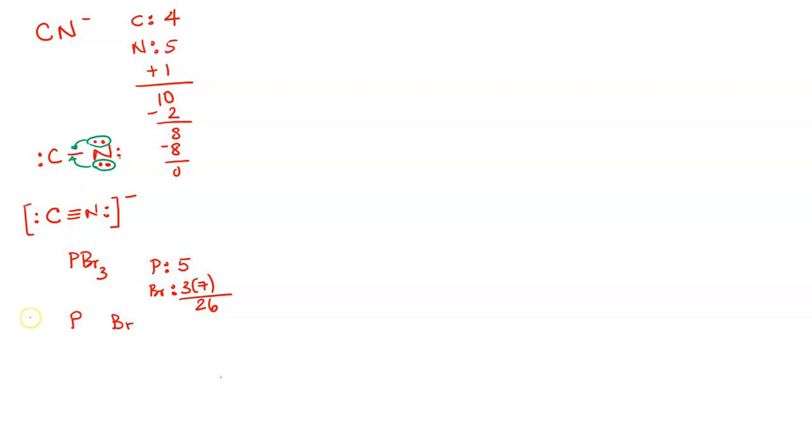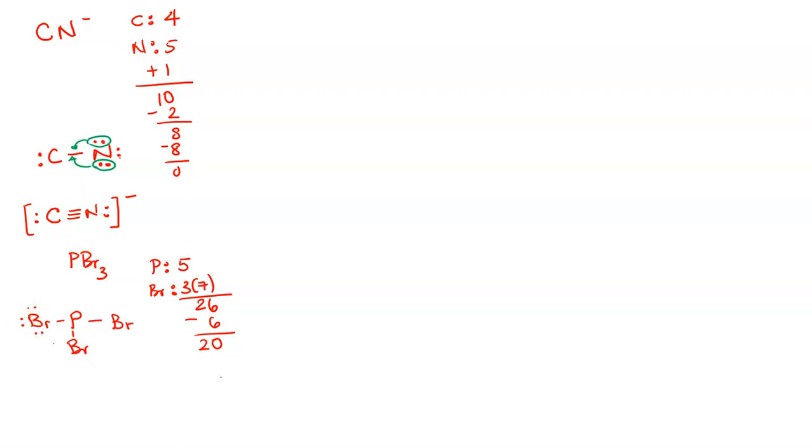Place our bromines. 3 bromines. All right, there's our framework. Let's start putting bonds. Step number 3. 2, 4, 6. That takes care of 6 electrons. We're down to 20 electrons. Okay, now the time is to put lone pairs on each of our atoms to complete the octet, starting from the outer atoms first. So let's cover the bromines.